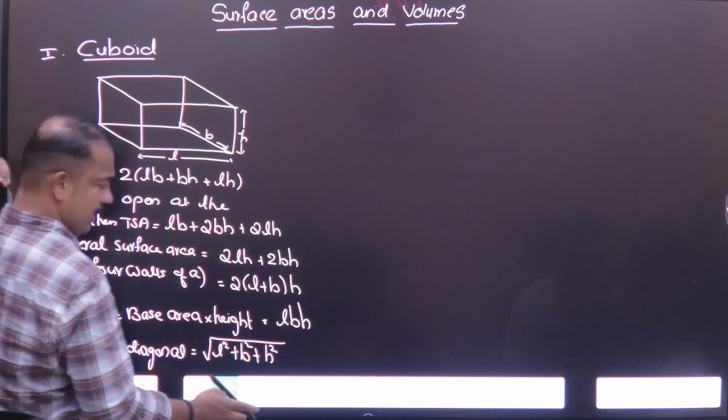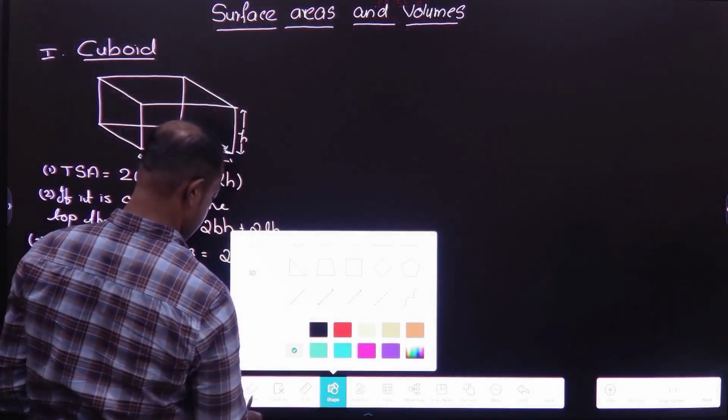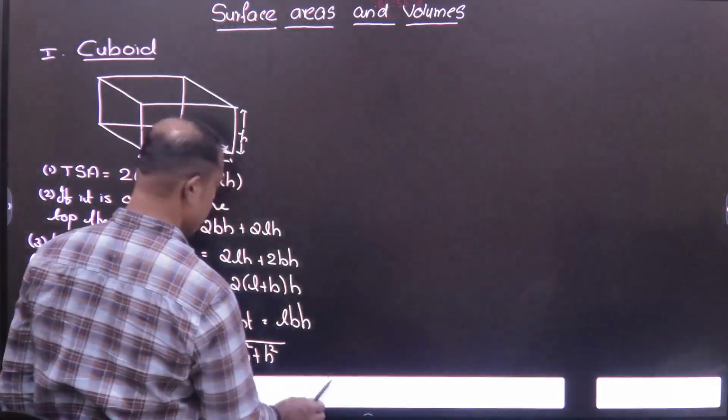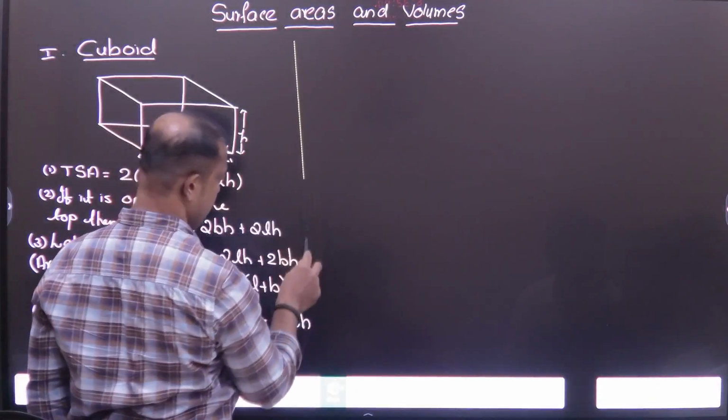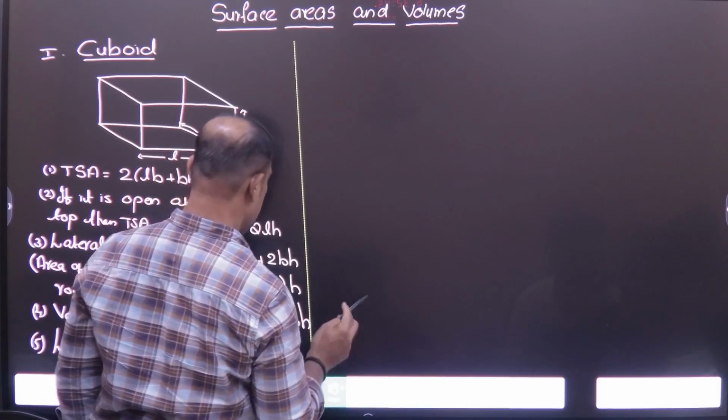So cuboid में क्या क्या याद करना क्लियर है? Right. Next, cube.